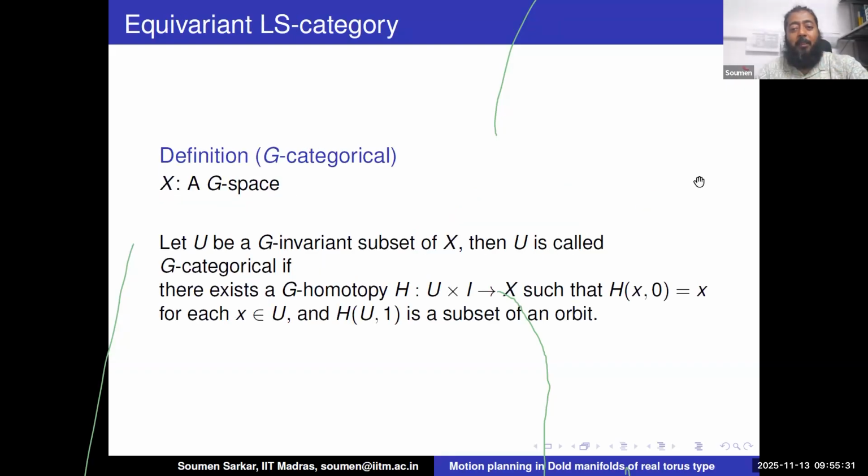Now I need to discuss equivariant LS category a little bit. If we have a space with a G action, then a G-invariant open subset is called G-categorical if there exists a G-homotopy, meaning the map has to preserve the G structure. On I, the closed interval [0,1], the G action is trivial. At the 0th level it is the identity, and at the 1st level it has to be a subset of an orbit.